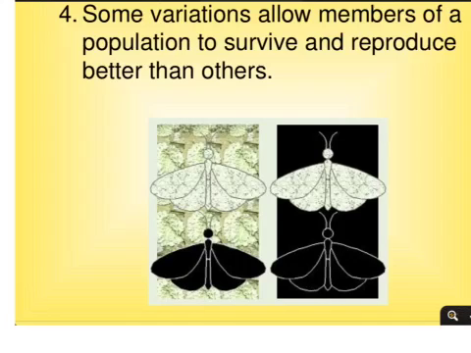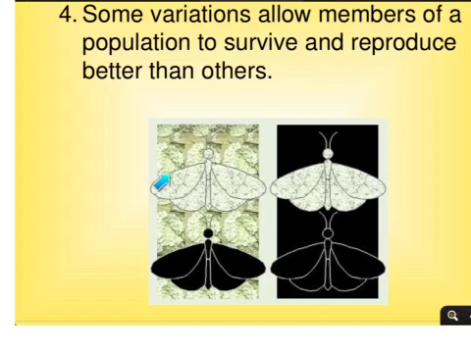Number four, some variations allow members of a population to survive and also reproduce better than others. They studied this in England in the Industrial Revolution. Here we have these white and then peppered moths. They noticed in trees that were in a lightly colored area, which type of moth on the left do you think was better able to survive?